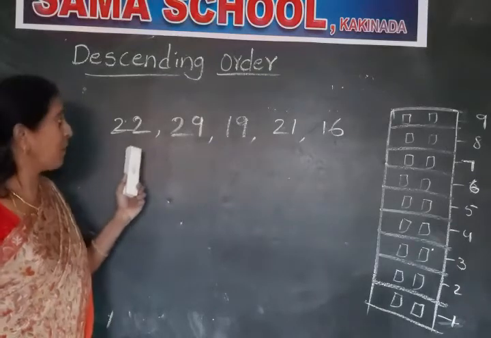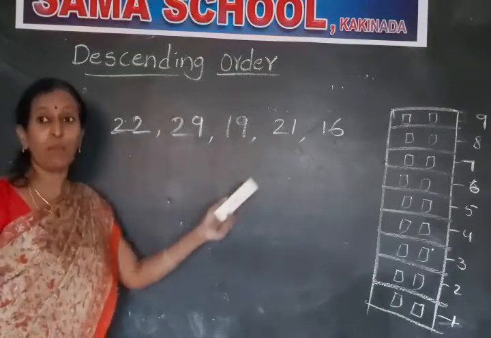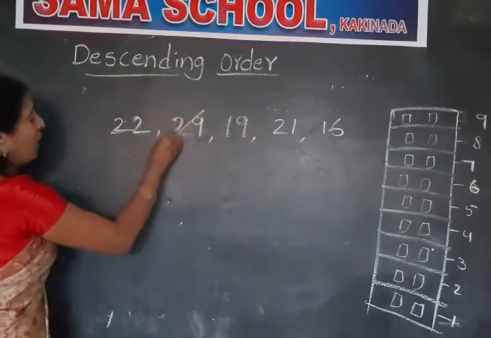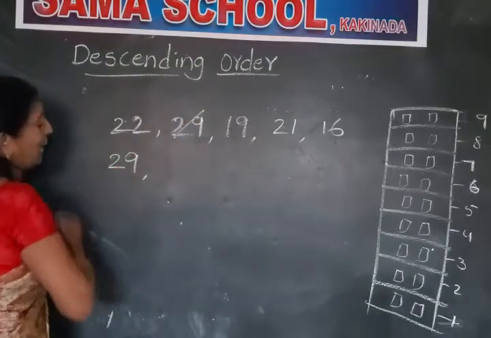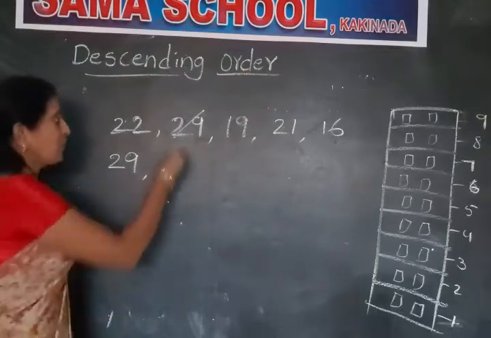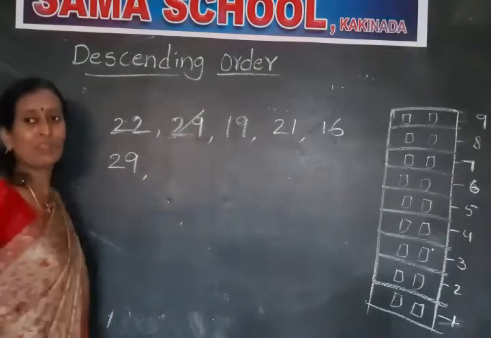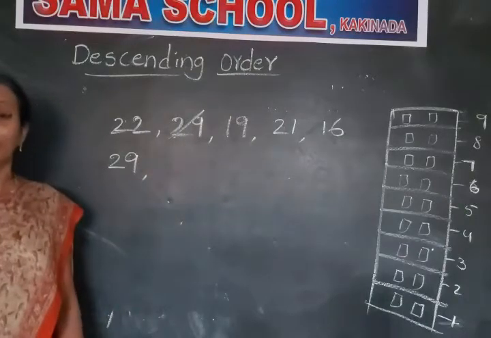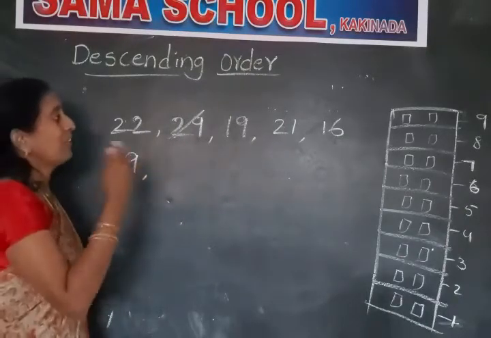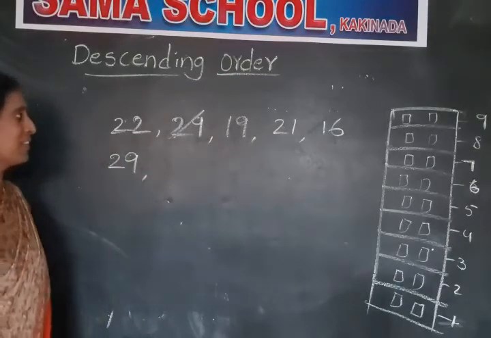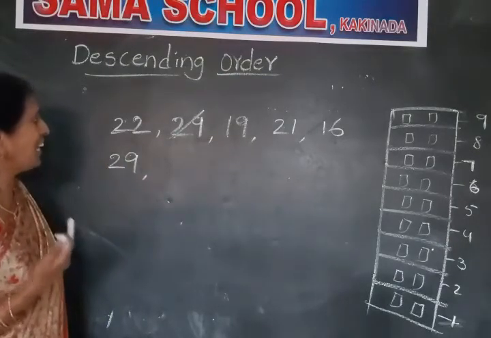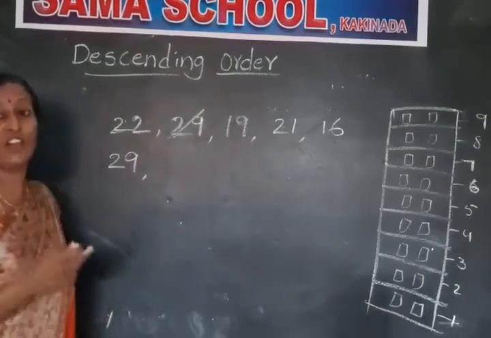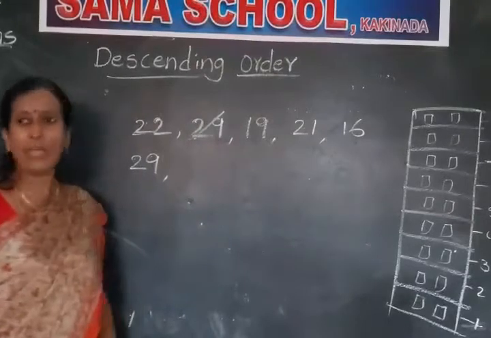Yeah, the big number in these 5 numbers is 29. 29 is the very big number. So you write 29. So how do you identify this? You count the numbers after numbers. Yeah, 16, 17, 18, like that you go on counting. Then you can easily identify, yeah, 29 is the biggest number.